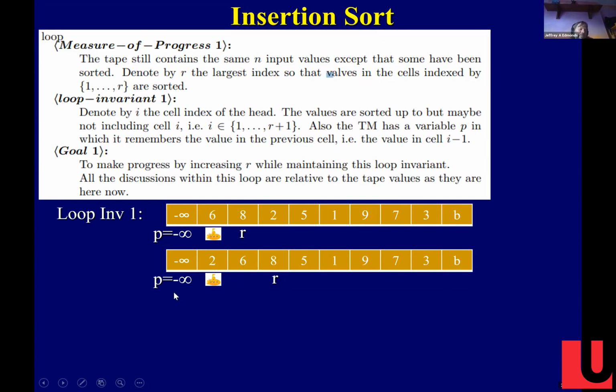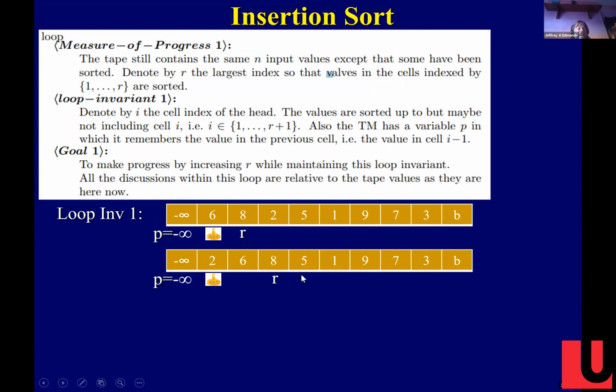the Turing machine doesn't know that, but when we look at it, we see R has increased, right? The head could be anywhere in here, but it happens to be on the 2. Why? Because that's the guy we just inserted, right? And so then P, to satisfy the loop invariant, P has to have the value before, which is still negative infinity. All right. So now let's do it again.